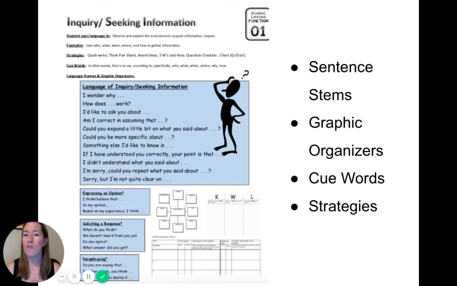For example, I've seen teachers use the sentence stem, "I wonder," for the language of inquiry, and just that sentence stem. Totally depends on our grade level and where our students are at.